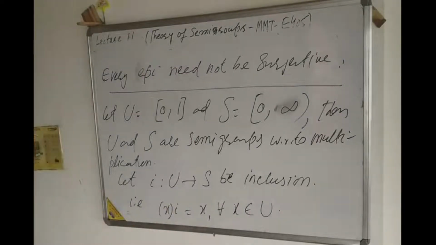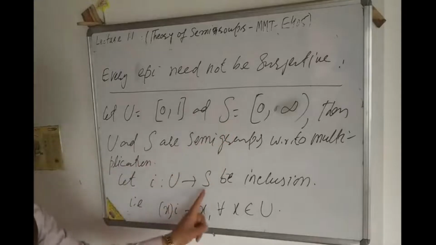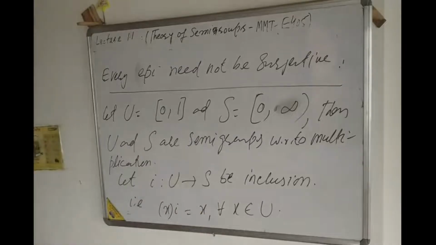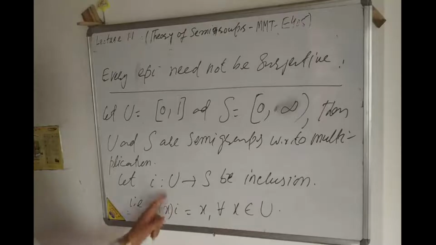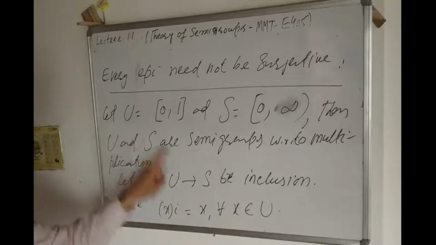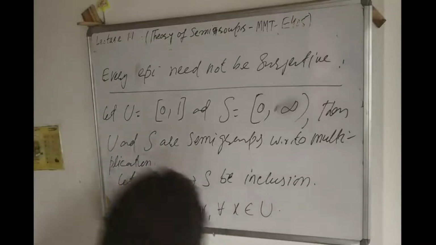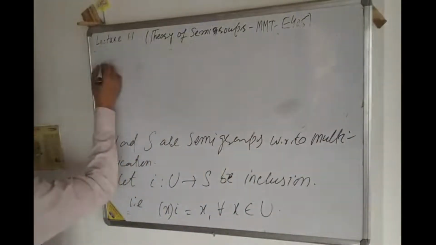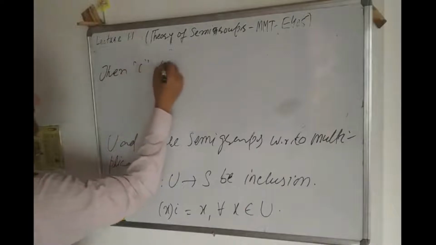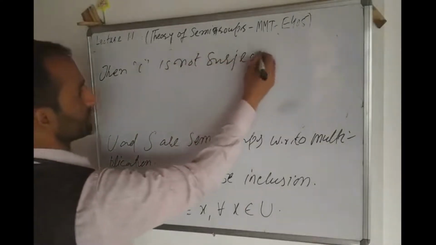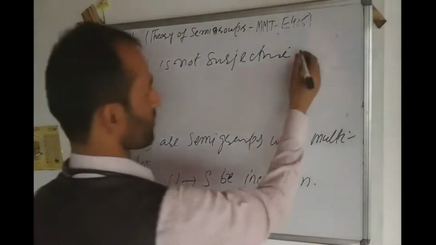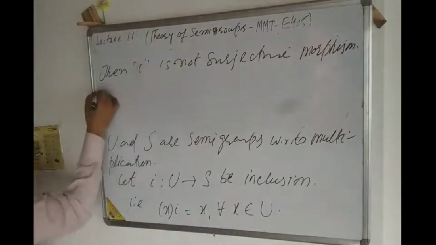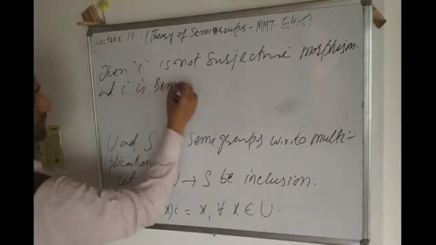Then clearly this is not surjective, because suppose we have the element 2 in S, but 2 has no preimage, because we don't have 2 in this semigroup U. So that means this map is not surjective. Then i is not surjective. Clearly it's a morphism. It is a morphism but not surjective. And this i is a semigroup morphism.